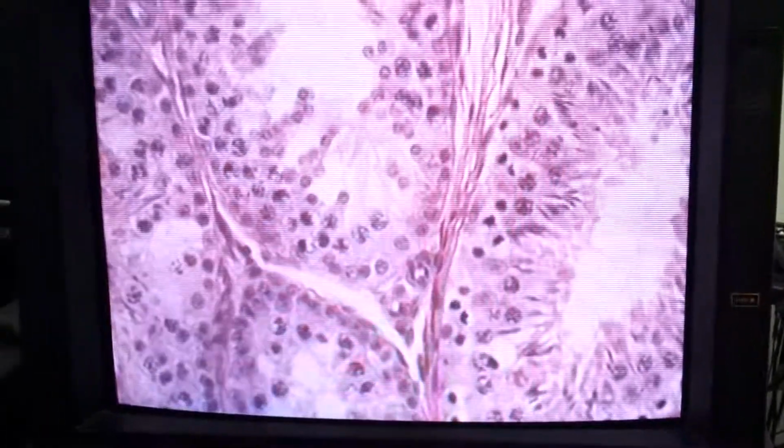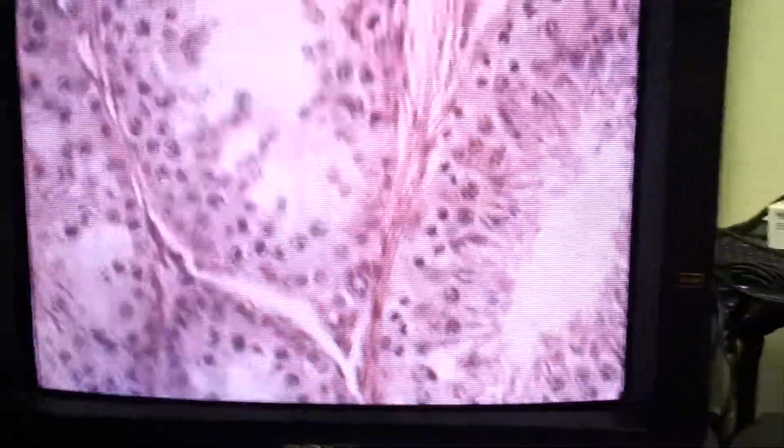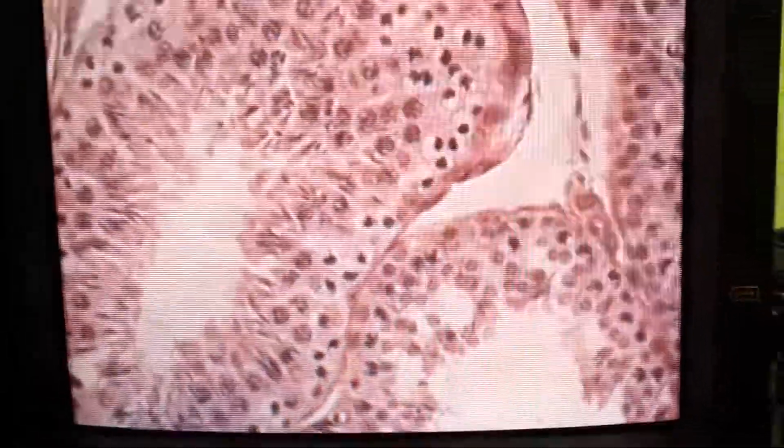A cross-section, mostly cross-ish sections of what? Seminiferous tubules. And I don't know why this thing is just not holding its focus. You wouldn't have us go between primary and secondary spermatocyte, right? I might, if I had them in context.